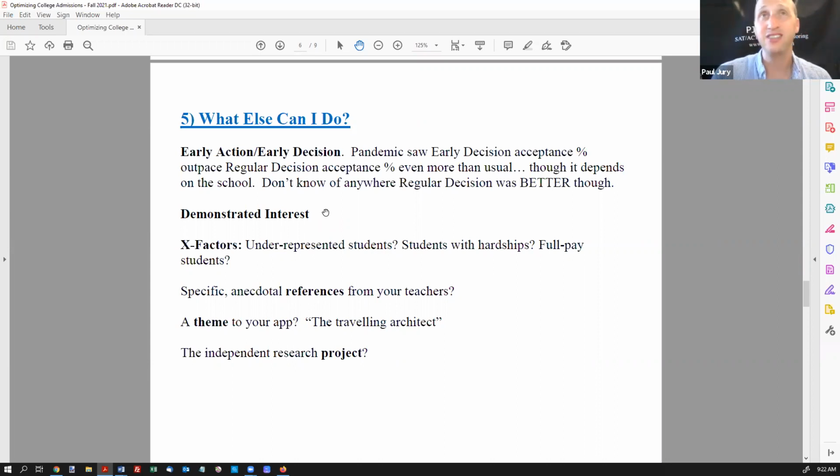The pandemic did see a big jump in the acceptance percentage for early decision and early action, outpacing regular decisions, in some cases by a lot. It does depend on the school though.